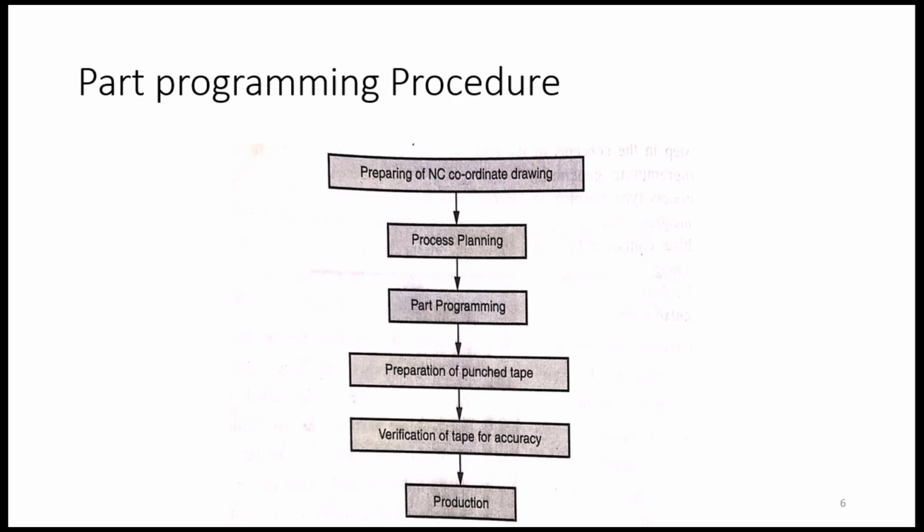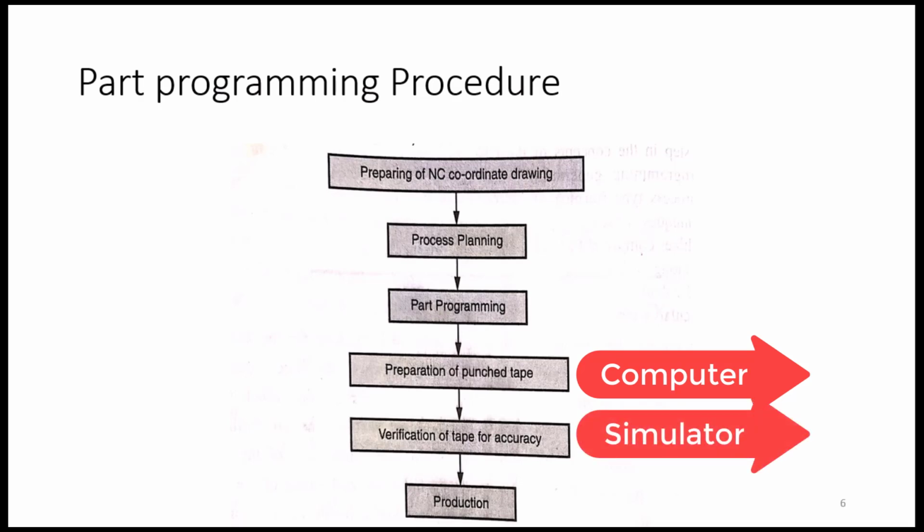But today we are using CNC machines. So this punched tape and verification of the tape are not going to be worth it in this procedure. Whenever you are writing the program, you just write the program in the computer. So instead of preparation of punched tape, we use the computer system in which you are writing the program. Then verification of the tape is related to checking the program on a simulator which can be installed in the computer.